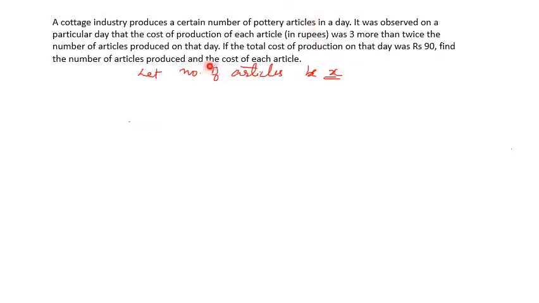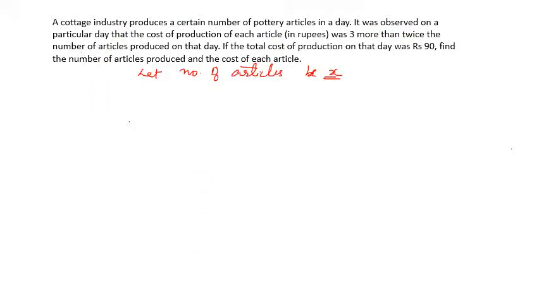Okay. Pottery articles, it is given. Some articles they are producing in a day. It was observed on a particular day that the cost of production of each article was 3 more than twice the number of articles. So this is a clue.